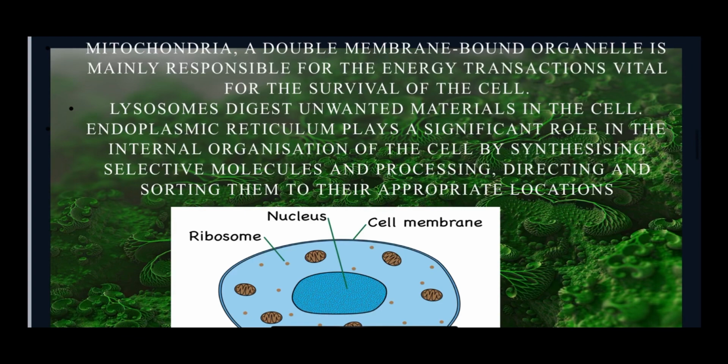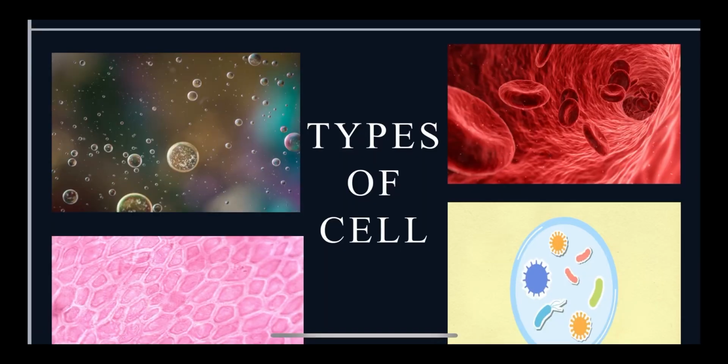Then if we talk about every organelle in detail, the mitochondria is a double membrane structure, which we call the powerhouse of the cell. It gives us so much energy in the form of ATP, adenosine triphosphate, and provides all cells the energy to do their functions. In the same way, the lysosome digests unwanted material, and the endoplasmic reticulum handles internal organization and selected molecules.